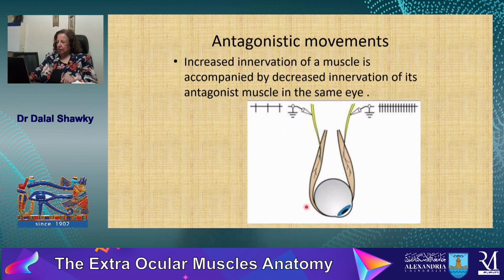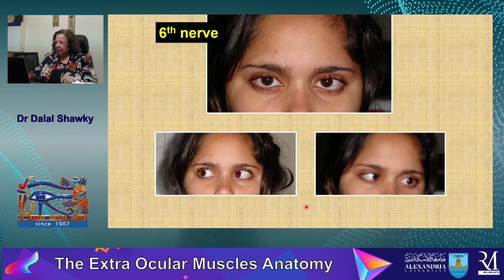What are the antagonistic movements? Contraction of the medial rectus of one eye is accompanied by inhibition of the lateral rectus of the same eye.